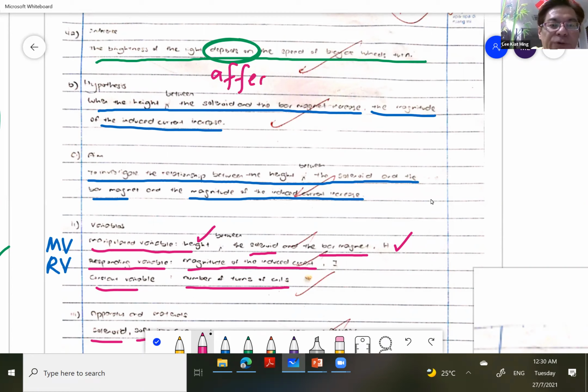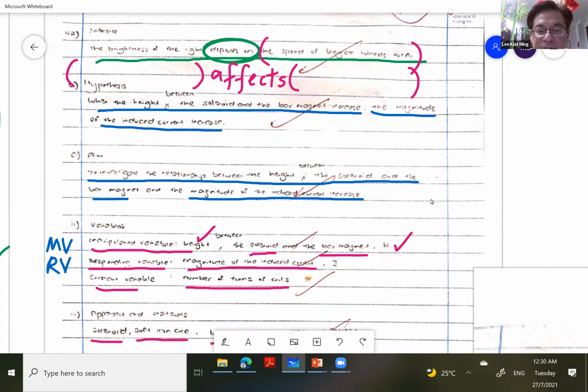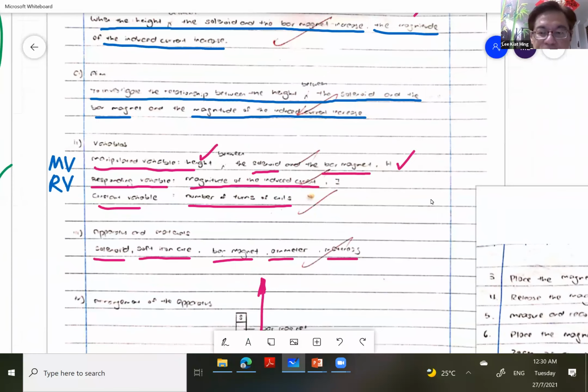So, mempengaruhi. If you use the word affect, then you're going to put the speed of the bicycle in front. The speed of the bicycle wheels that turn affects the brightness of the light, or affects the brightness of the bulb. Is it okay? And then if it's okay, we are going to move downward.